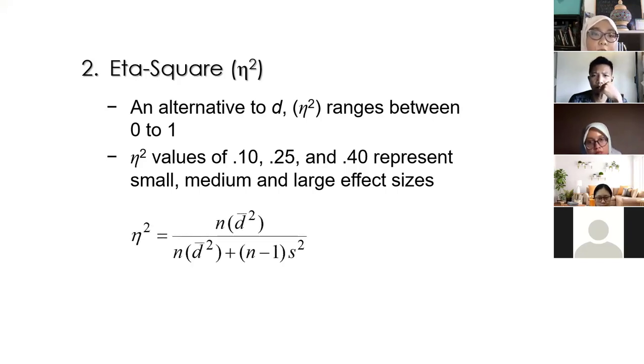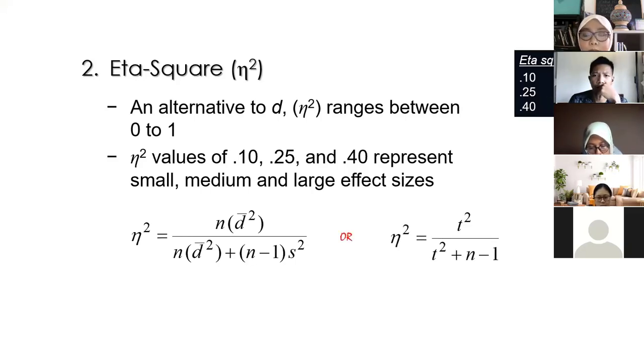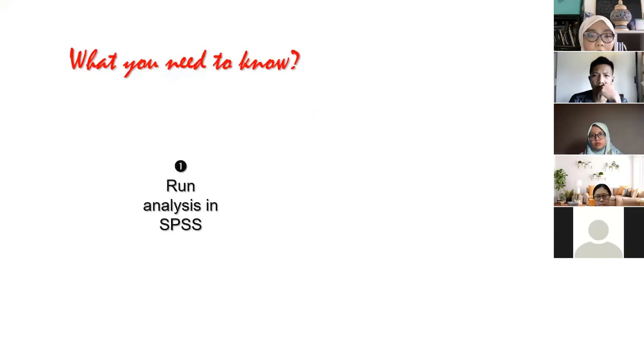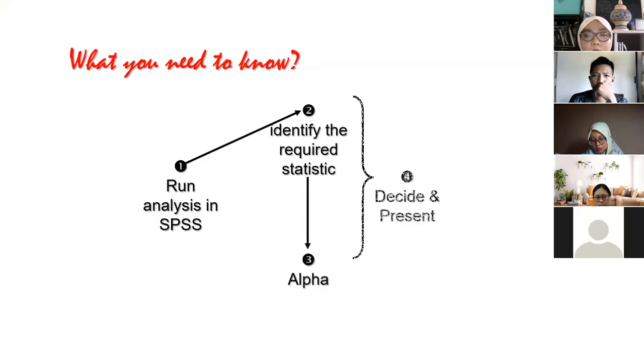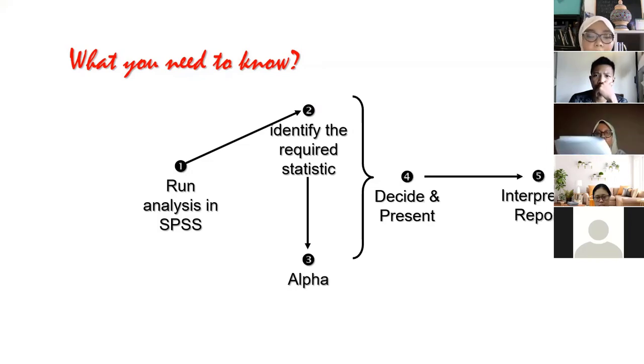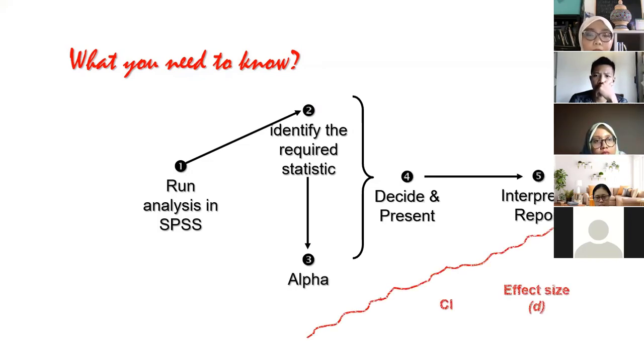Okay, so this is the equation for eta squared. You can use either one. So what you need to know: run the analysis in SPSS, identify the required statistic, report the alpha, decide and present the findings, and lastly, interpret and report your result. In addition, you may report the confidence interval and effect size.